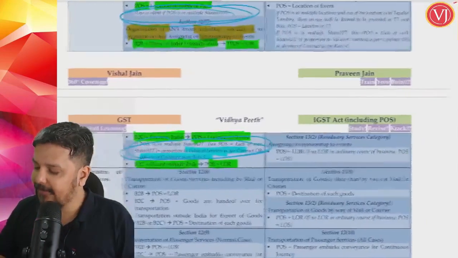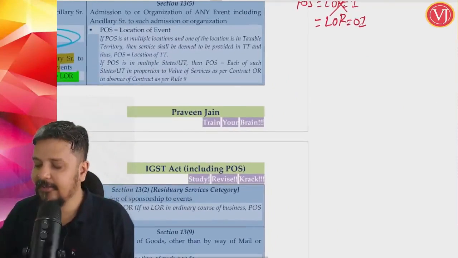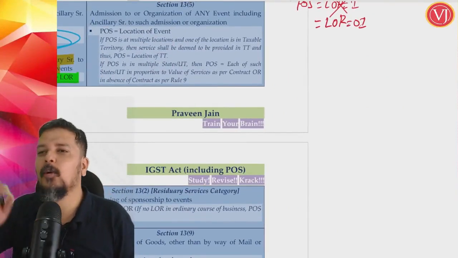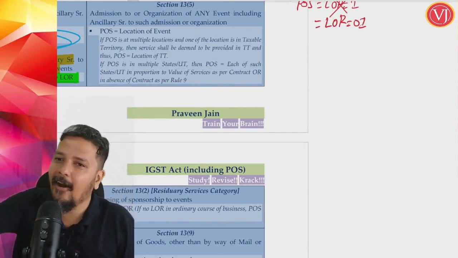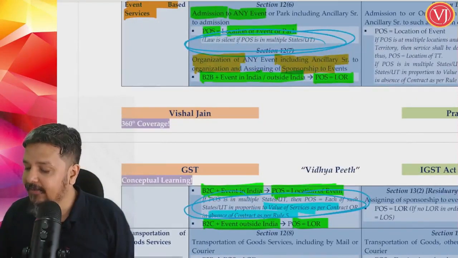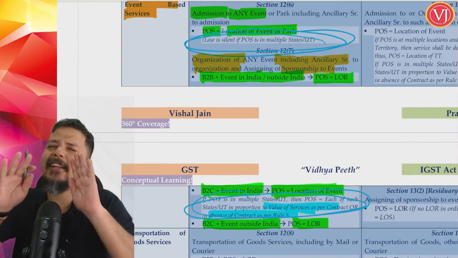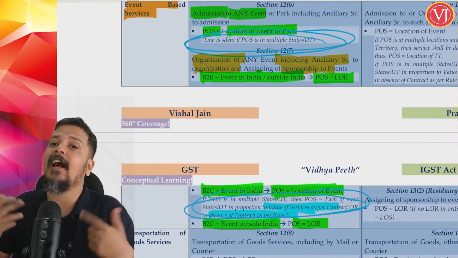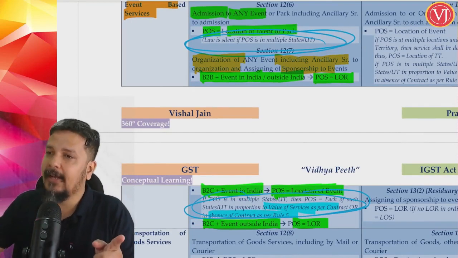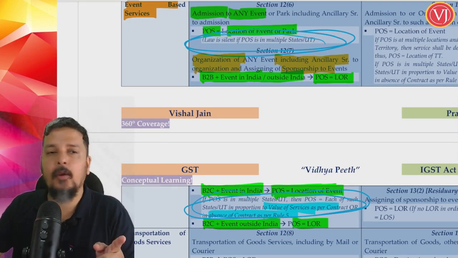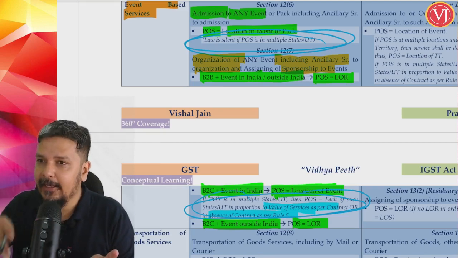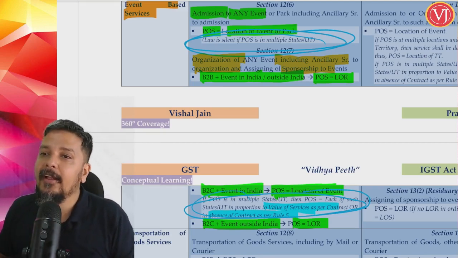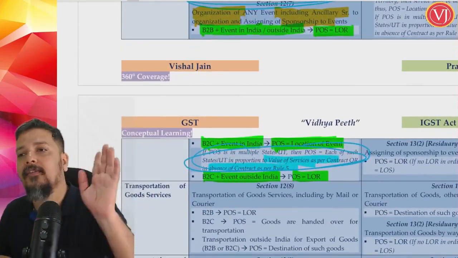But when you start seeing section 13, they make your life very simple. They tell us that we don't want to go with separate answers for admission and organizing. For admission, they don't ask any question. It is the location of the event. For organizing, they ask multiple questions. B2B, one answer, whether in India or outside India, location of recipient. B2C, if the event is in India, one answer, location of the event. B2C, event outside India, then they tell us that we'll go with the location of the recipient. Another answer.